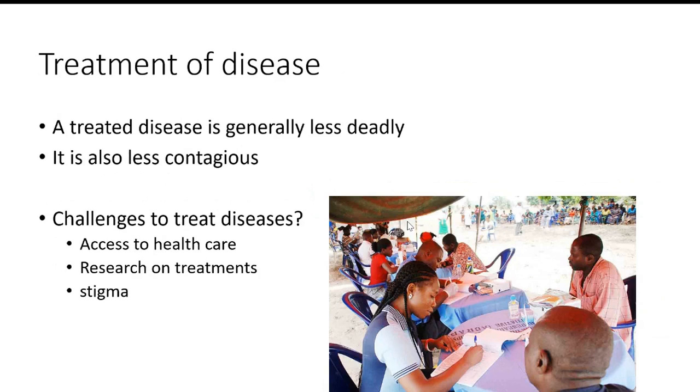So to go with treatment of disease, a treated disease is generally less deadly. It is also less contagious. And throughout the world, we have some major challenges with treating disease. Not everybody has access to healthcare. Treatment can often be very expensive. In the case of COVID-19, we're not sure how to treat it yet. And on top of it, if you watch anything on social media, you'll see tons of stigma about it.